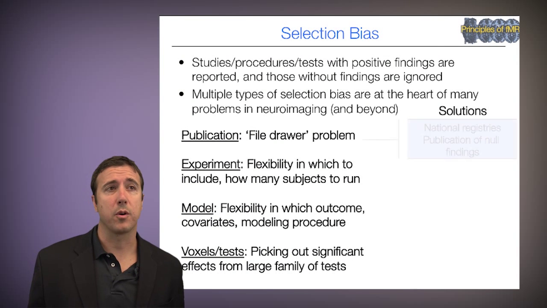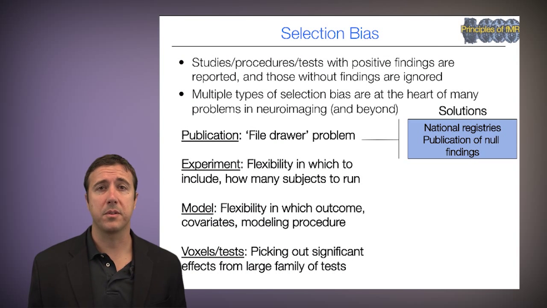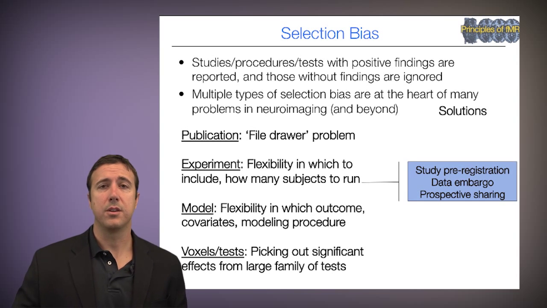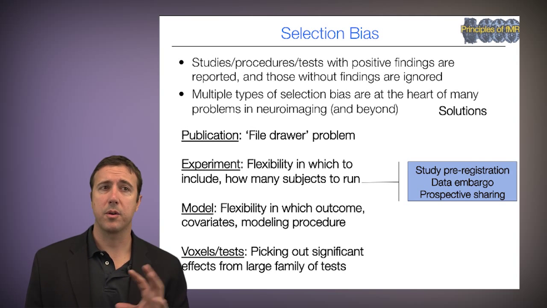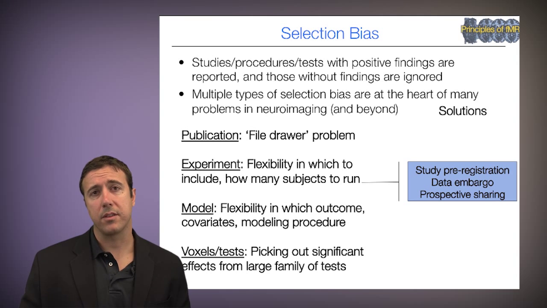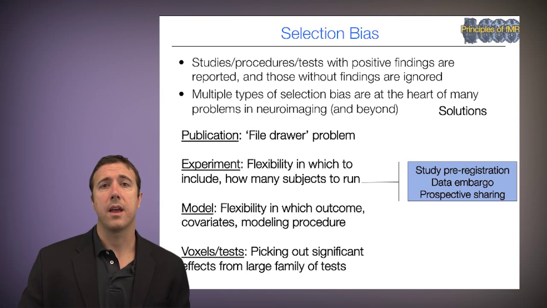Let's look again at some of the issues of selection bias and some of the solutions to this. So let's look at the file drawer problem. One solution that's been adopted is national registries or pre-registered trials, as well as outlets for publication of null findings. Flexibility in the use and publication of experiments has also been addressed in part by study pre-registration. In some cases, data embargoes, which are standard in clinical trials. You can't look at the data until after you've collected a certain number, and you have to stop when you say you're going to stop collecting it.